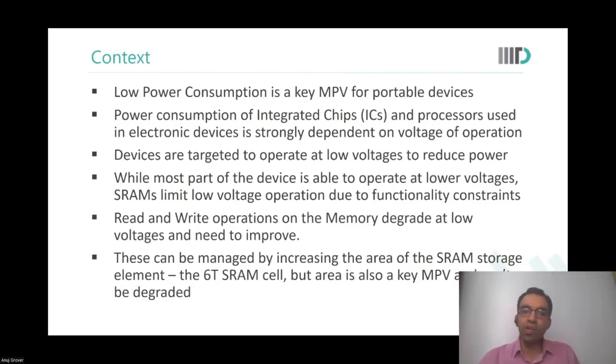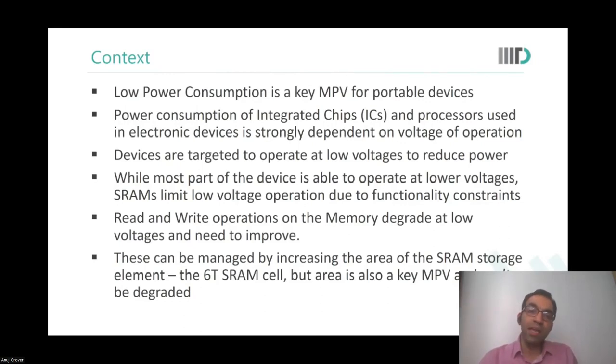So both read and write operations on the memory degrade at low voltages, and we need to improve them. If you want to really save power, we need to go to low voltages. If you want to go to low voltages, then memory read and write operation has to be improved. And this can be managed by increasing the area.